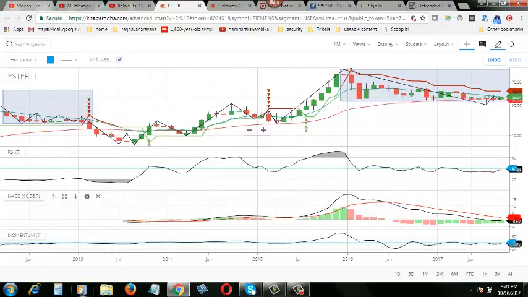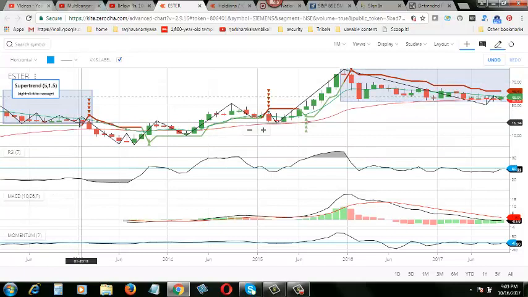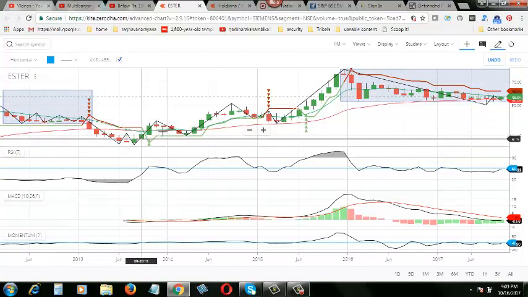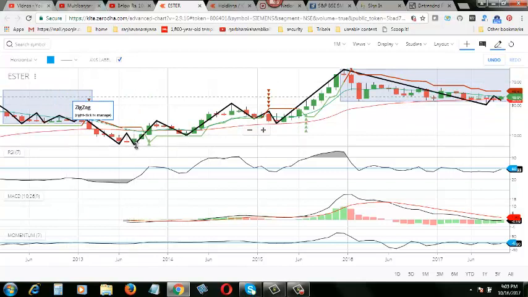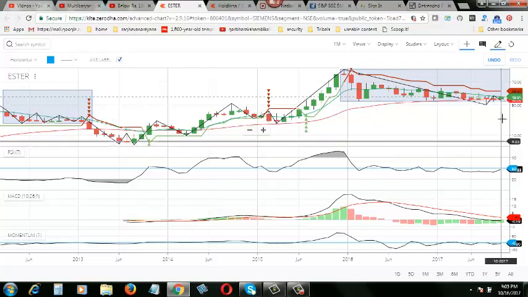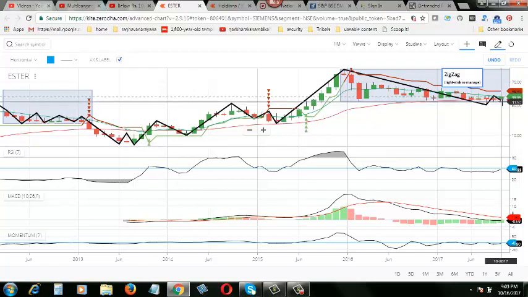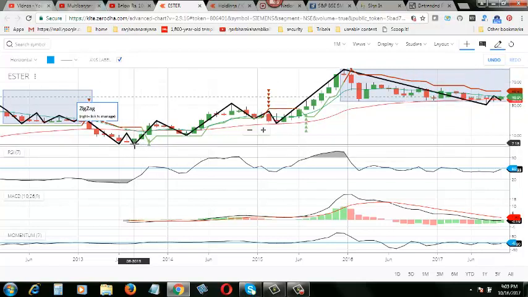Now we have a lot of data from 2013 onwards to 2017. From 2013, we just see the trend of the stock. After 2013, it went down and hit the bottom, and the lowest price is 7 rupees 28 paise, and now it is trading at 39 rupees 95 paise. That was in 2013.